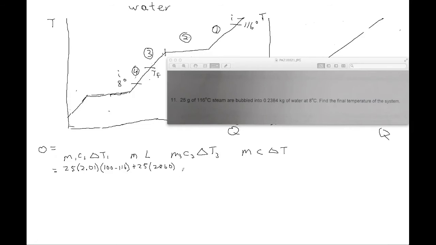2260. And then for the third part, Q would be 25 grams times, now we have liquid water, which is 4.184, and then we would multiply that by TF minus 100. And then the fourth part of the equation would be 238 grams times 4.184 times TF minus 8.